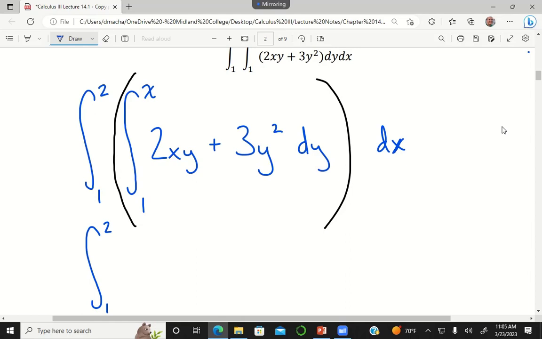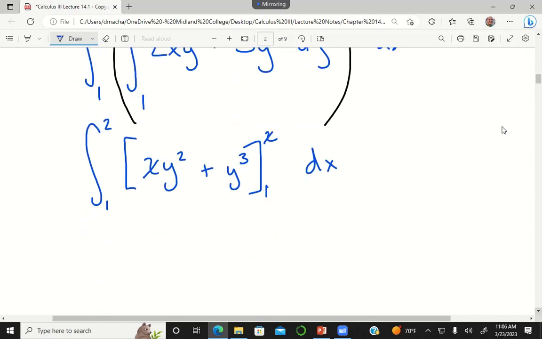So for the inside bit, we have to take the antiderivative with respect to y, because this is dy on the end. So the antiderivative with respect to y is going to be xy squared plus y cubed. And then we're going to plug in the values 1 and x for my y.